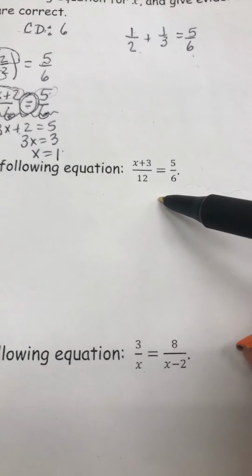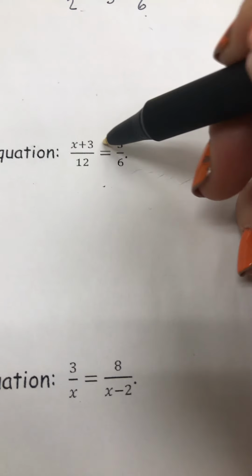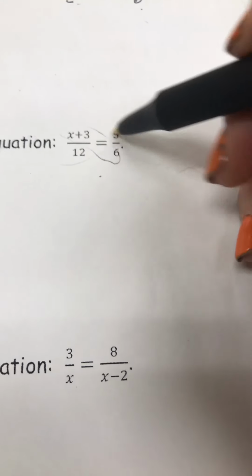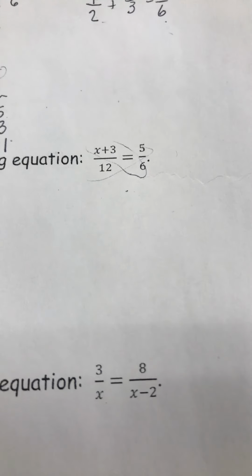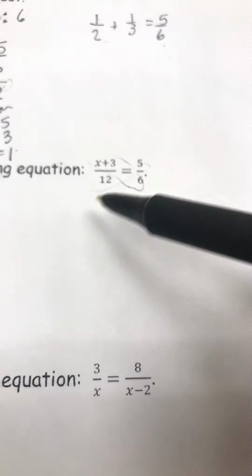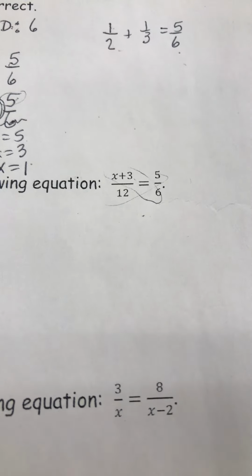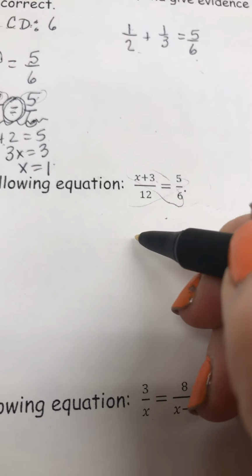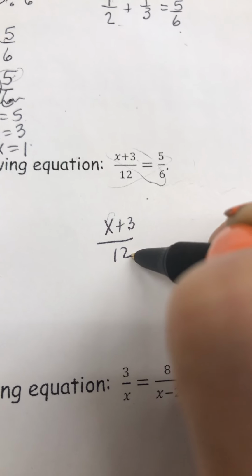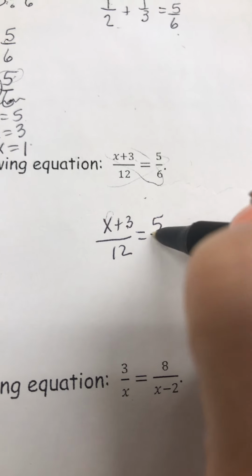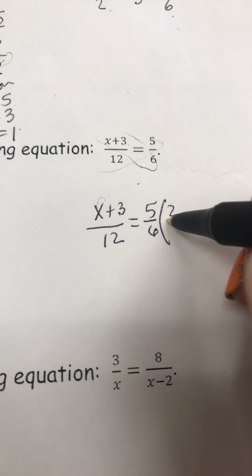Solve this equation. Now, the old way that you used to do this was just by doing cross products. You remember that? You did that in Algebra 1. I'm not going to show it that way because I don't want you confusing cross multiplying with any of the fraction stuff we've already done. Okay? So we're going to do the same thing we just did on the last problem. I have x plus 3 over 12, and then I have a 5 over 6. Well, I need common denominators. My common denominator is 12.